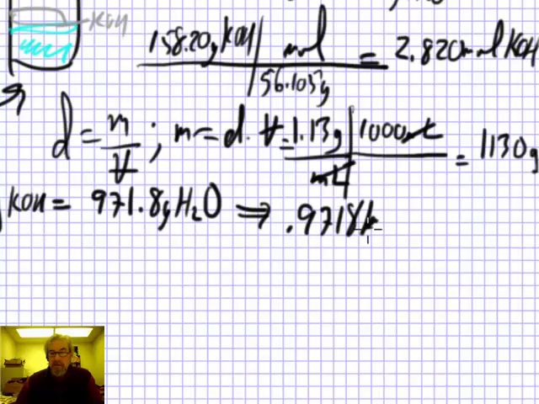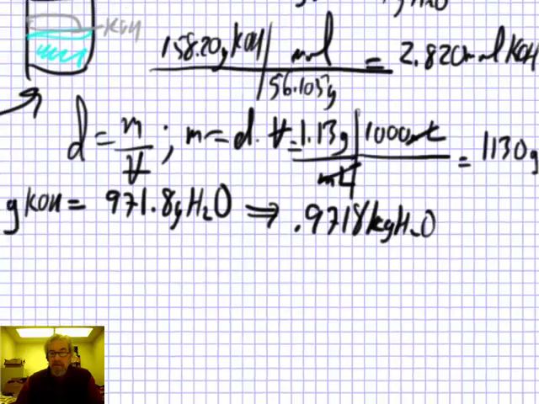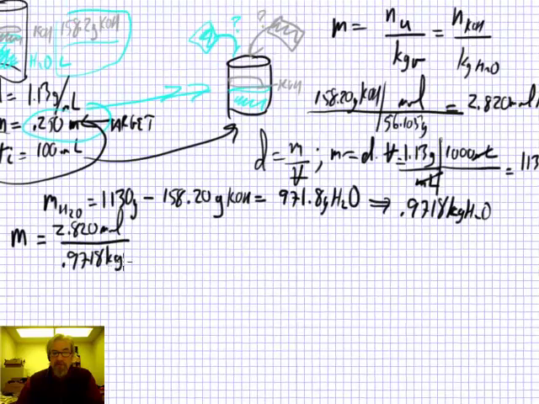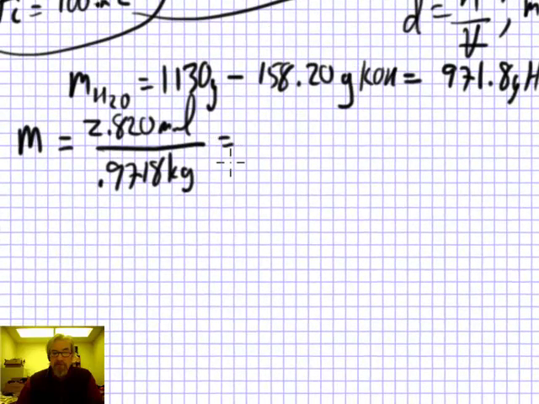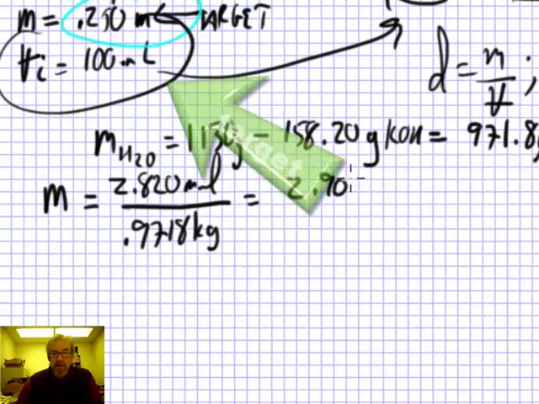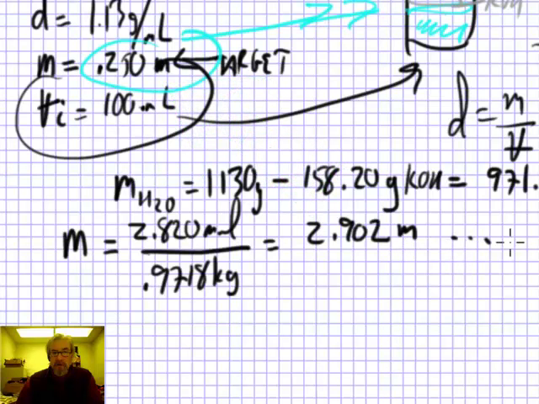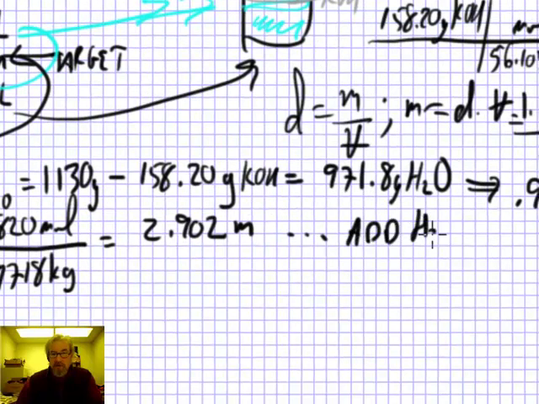kilograms of water. So now we're in a position to calculate our molality of our solution. Molality is 2.820 moles of KOH per 0.9718 kilograms of water. And that works out to 2.902 molal. Well, our target is 0.250, so we're going to have to dilute this a lot. So the first answer to our question is we have to add water. Now the second question is how much water do we have to add? Let's start working on that next.